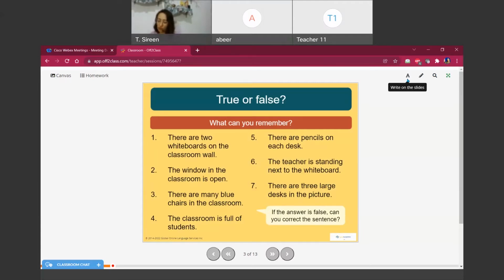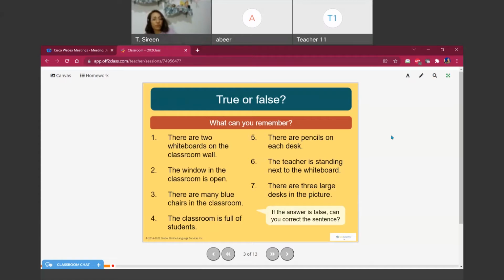5. There are pencils on each desk. False. The teacher is standing next to the whiteboard. False. There are 3 large desks in the picture. False. مش بالزي, عم بسمعها زي أنا. لا, false. بالإس. أيوة, ما هيش بالزي. False. So the teacher is standing next to the whiteboard. This is false because there isn't any teacher in the classroom.